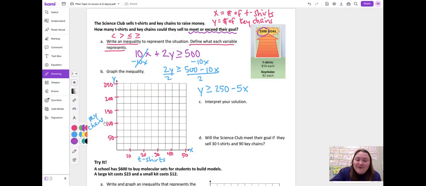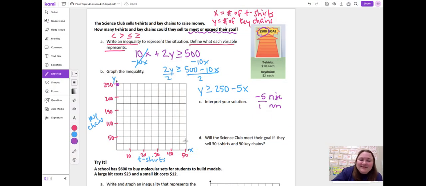So when I go to graph, I know my y-intercept is at 250, which is right here at the top. And then my slope is -5. So that means my rise is -5 and my run is 1. That's hard to do on this graph because we're counting by bigger numbers.